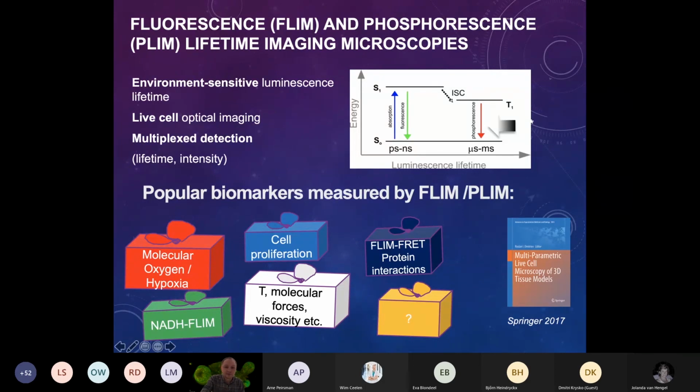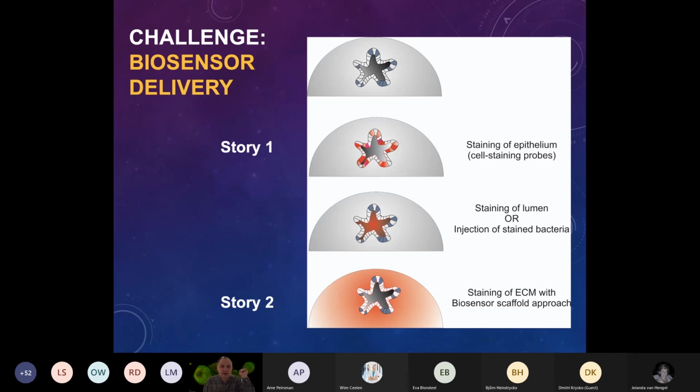So here they're presented as kind of gift boxes. What is very important about luminescence lifetime imaging is that it enables you to do live cell optical imaging, and it extends the palette of multiplexed fluorophores. So you can not only use red, green, blue dye, but you can also add more dimensions based on the luminescence lifetime.